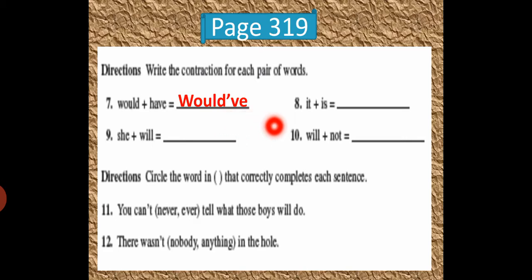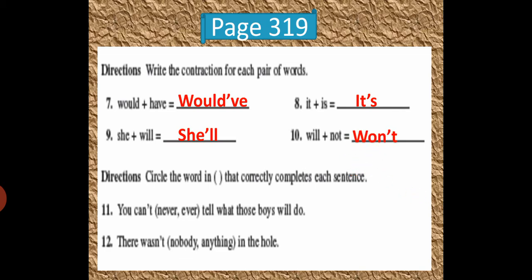Would've. Number 8. It plus is. I'll make the contraction for is. It's gonna be apostrophe S. So it will be it's. Number 9. She plus will. So I'll make the contraction for will. It's gonna be apostrophe LL. So it will be she'll. Number 10. Will plus not. I'll make the contraction for not and will. It's gonna be won't. Can you see?